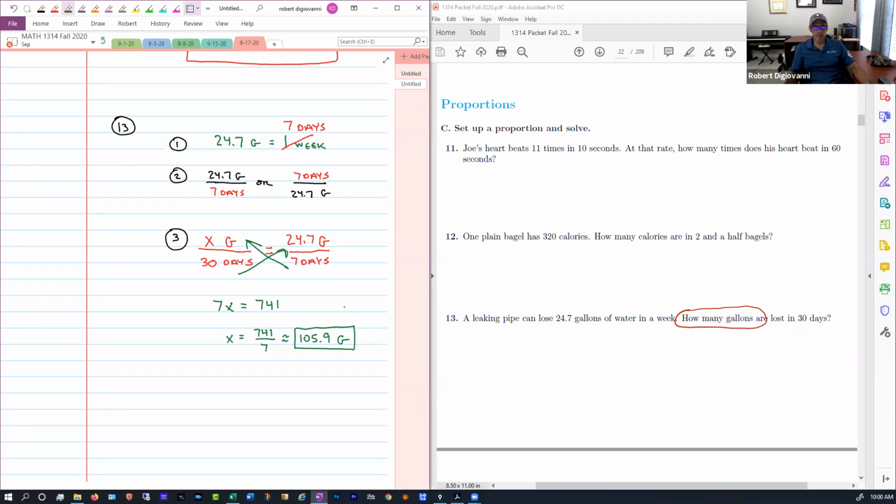Okay. So I hope these 3 examples will help you in your homework when you go to do these problems. That's it for proportions right now.